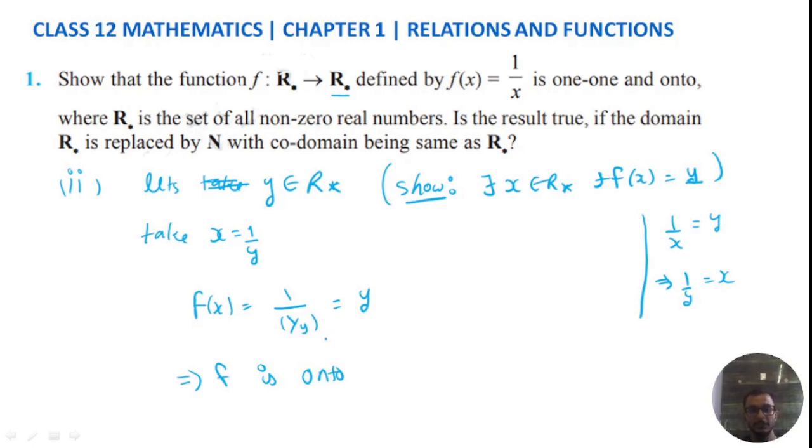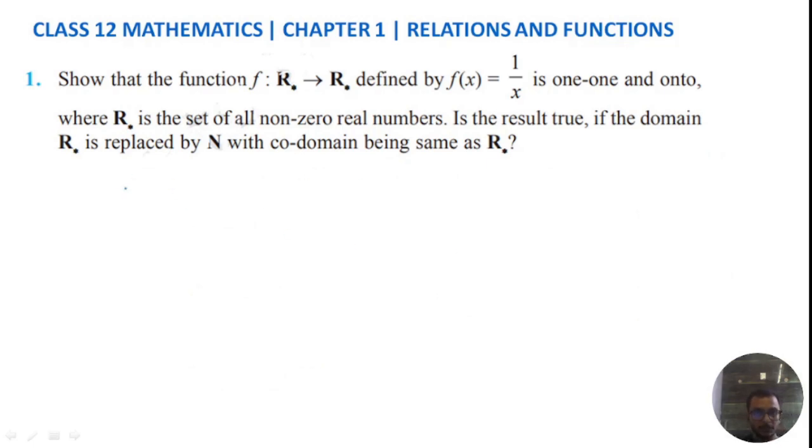What does this question further ask? If we replace the domain R star by N, with the codomain being the same as R star. So the domain we have replaced by the natural numbers and the codomain being the same as R star. We need to identify whether it is one-one and onto or not. First I am showing why it is not onto. So suppose in the domain R star is replaced by N, and the codomain R star is the same as before. So I am telling you it will be not onto.